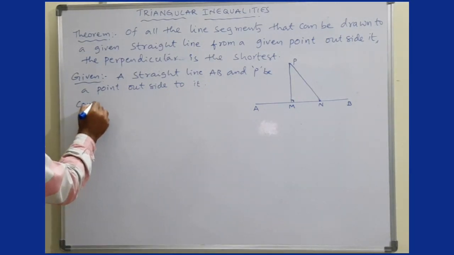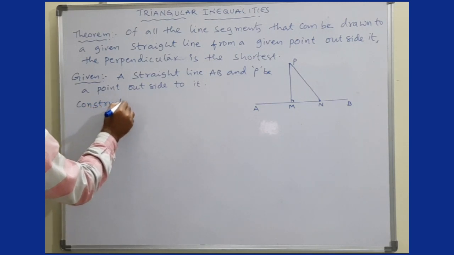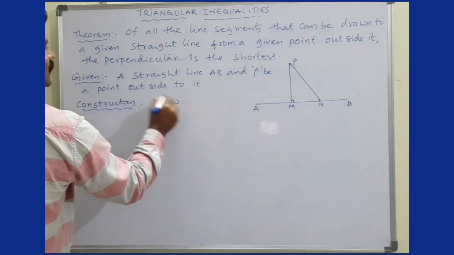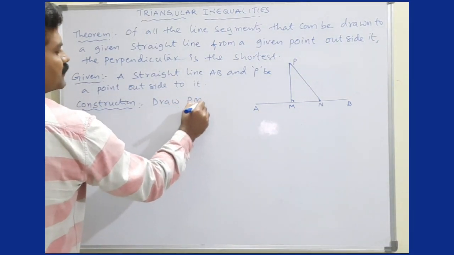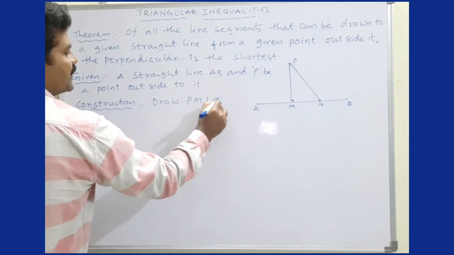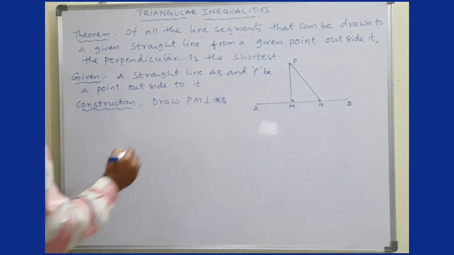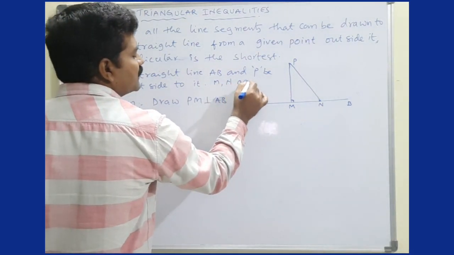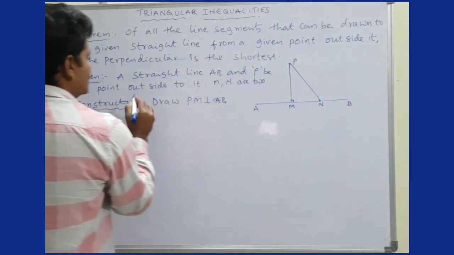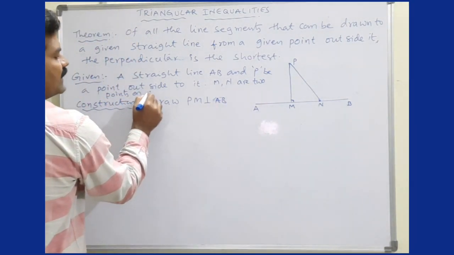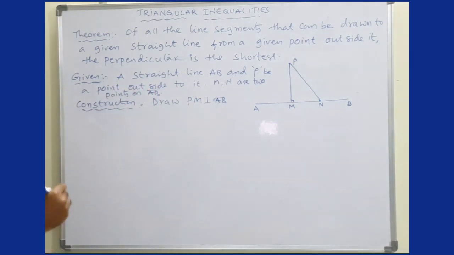Construction. Draw PM perpendicular to AB. Okay. And here itself you can add that M, N are 2 points, just 2 points on line segment AB.